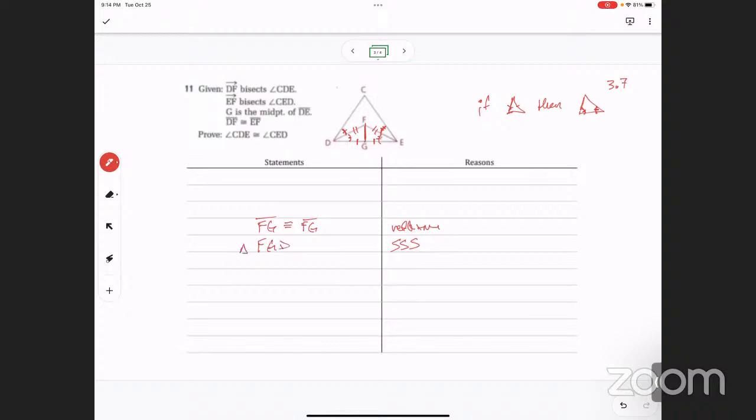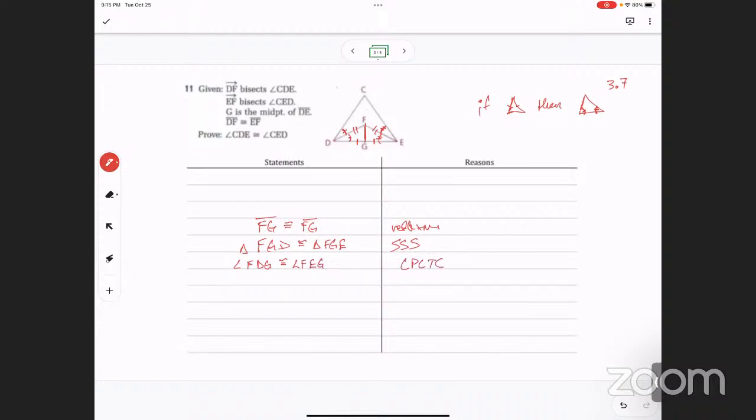You're going to have triangle FGD is congruent to triangle FGE by side. And then you're going to want to say that these two angles are equal to each other, because corresponding parts of congruent triangles are congruent. Can you see that you're going to need to say that? Because we didn't know that. So CPCTC. But now what are you going to say?